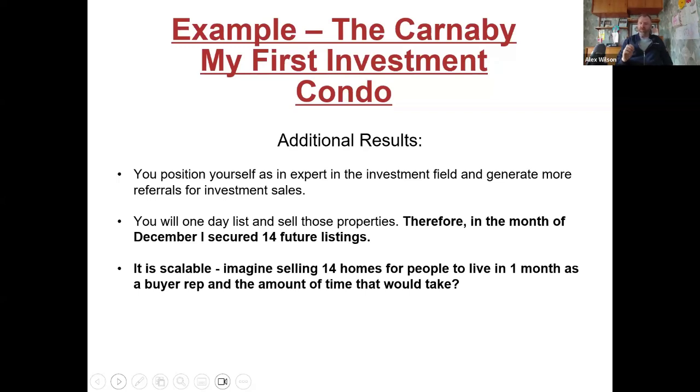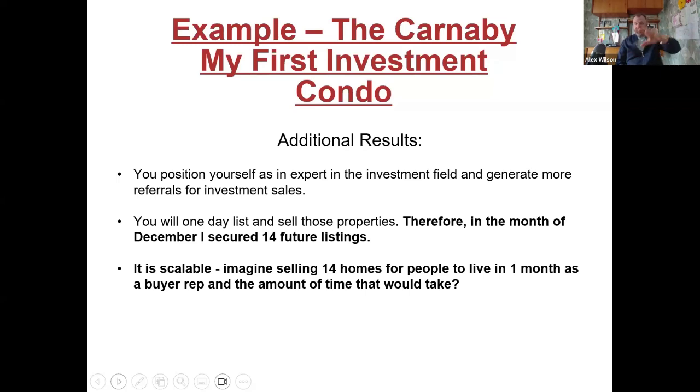Imagine selling 14 homes for people to live in, in 1 month as a buyer's agent, and the amount of time that it would take. I've done it, and I've enjoyed going with buyers, and you develop that connection with the buyers. It's a very personal experience. But you only have so much time in the day. There are only so many hours in a weekend for you to show people properties. There's only so much time in the evening to show people properties. And if you have a young family and you're a real estate agent, you probably want to spend some of that time with your family too. And that will diminish your time to do those buyer showings as well.